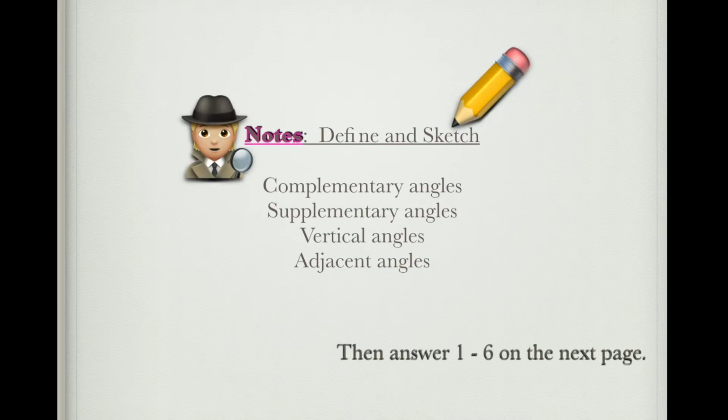First thing I want you to do is define and sketch in your notebook complementary angles, supplementary angles, vertical angles, and adjacent angles. Just give an example of each one, write down the vocab word, and make sure you know what those are.